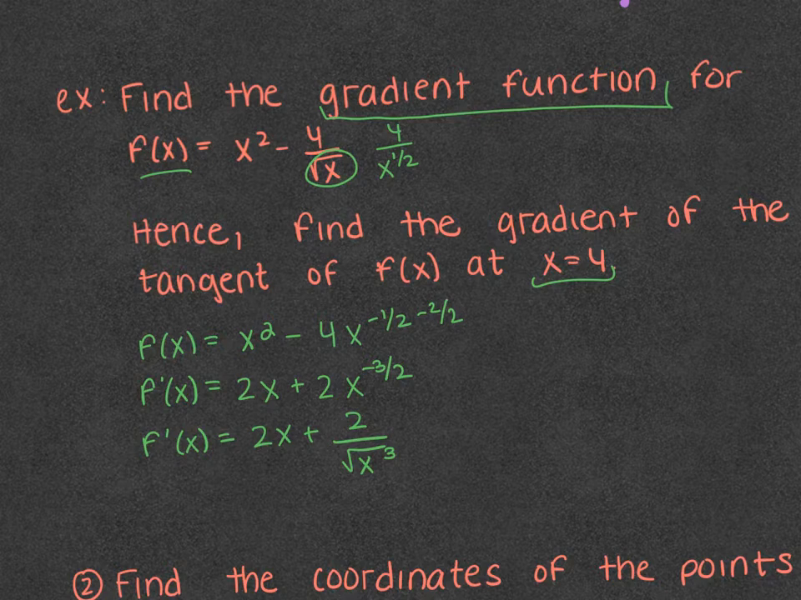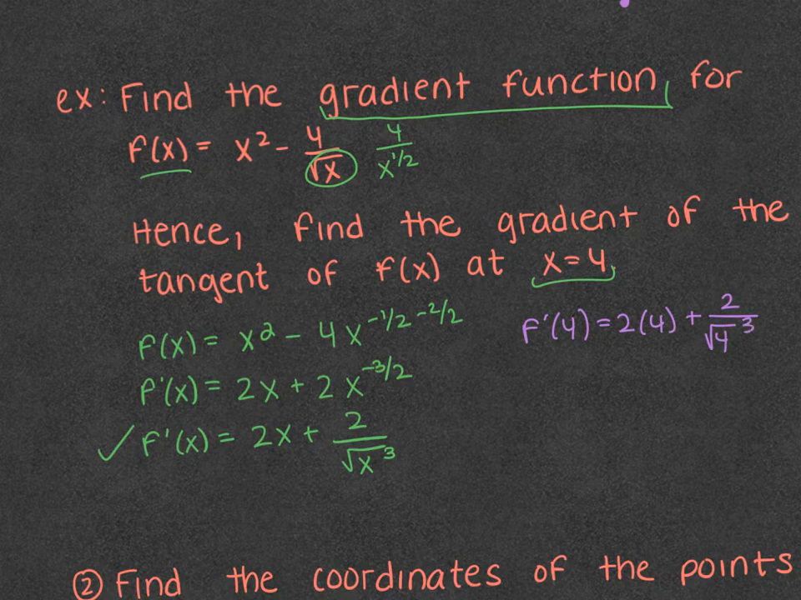Okay, so we did the first part. We found the gradient function, or the derivative. And now it says we want to find the gradient of the tangent at x equals 4. To find that, we're just plugging 4 into our derivative. So f prime of 4 is 2 times 4 plus 2 over the square root of 4 cubed.